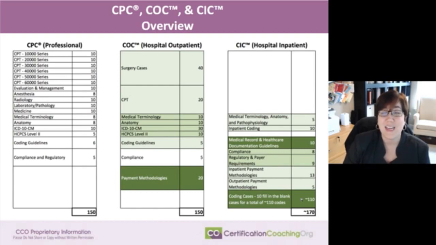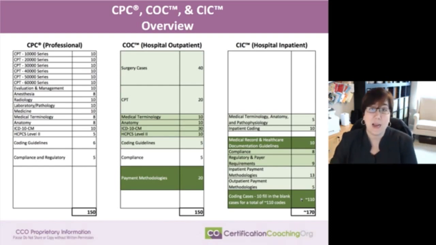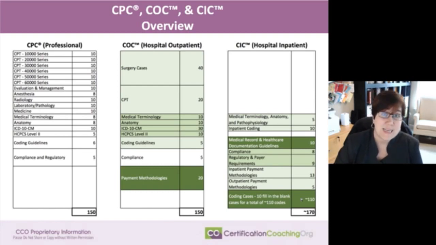So when we look at the CIC, it's drastically different from the CPC and the COC. The CPC and the COC, the first two we talked about, both have 150 questions. They're both completely multiple choice, 100%. All of the questions on them are multiple choice questions. The CIC, not only does it cover different content and not include any CPT codes, but now we have 60 multiple choice questions, and then they have these 10 coding cases at the end that are fill in the blank. You have to assign the codes for that case. There are 10 fill in the blank cases where you have to assign codes.